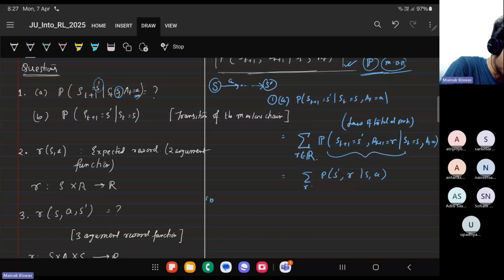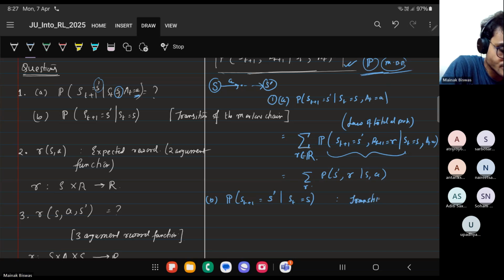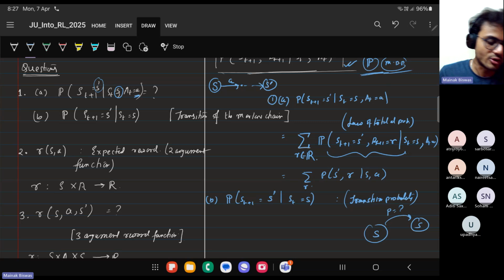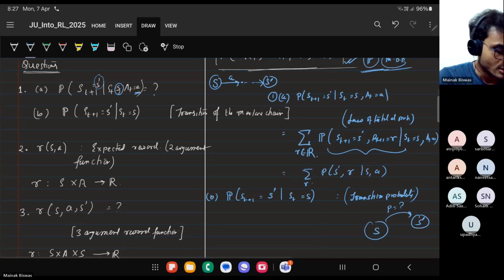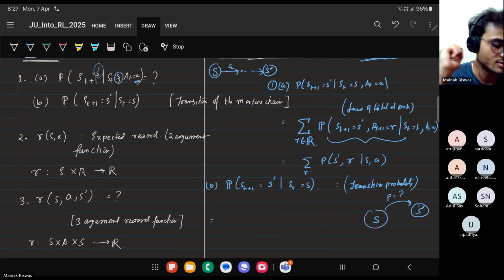Good. Next, since I've given you one of them, can you tell me the probability of S_{t+1} = s' given S_t = s? Like we did last time, this is the transition probability, right? Yes or no? Transition probability, so this is from s to s'. What is the probability? This is what we want to find using the MDP. Can you tell me how to do that, using the same MDP definition?